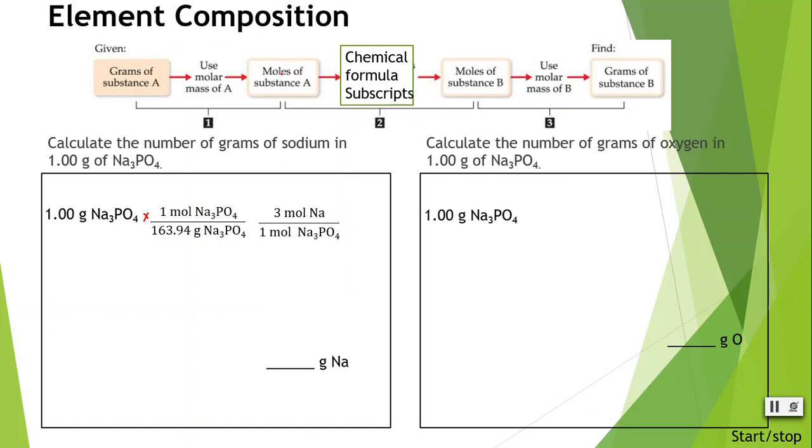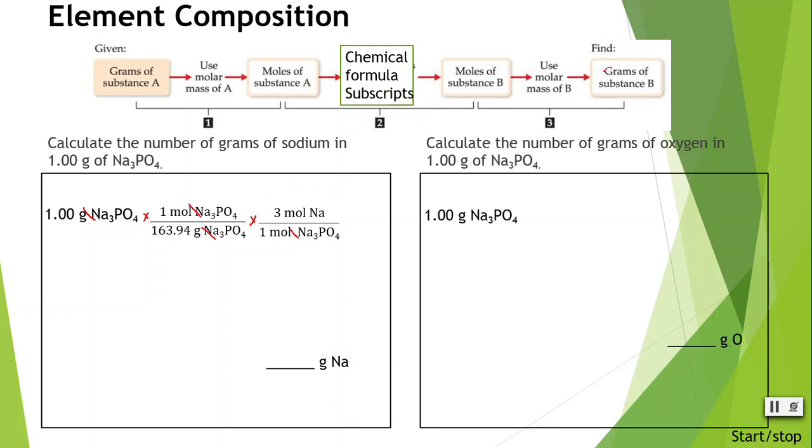I now go from moles of substance, sodium phosphate, to moles of sodium by using chemical formula subscripts. So for every 1 mole of that molecule, I've got 3 moles of sodium from the subscripts in the formula, written appropriately so my mole units cancel. Those cancel there too. Now I'm left with moles of sodium. I'm almost home. I'm at moles of sodium.